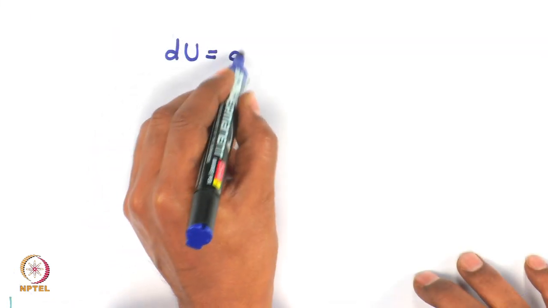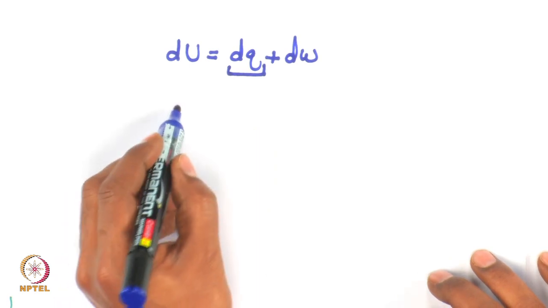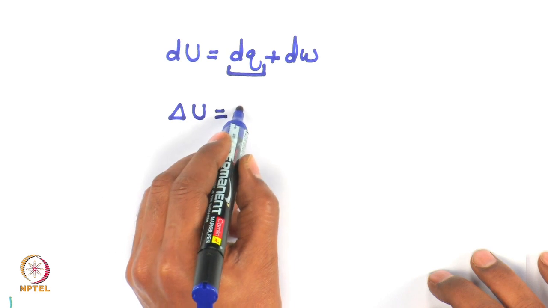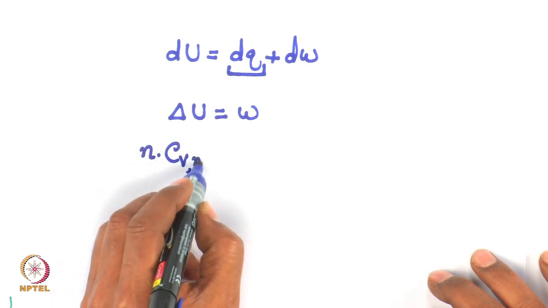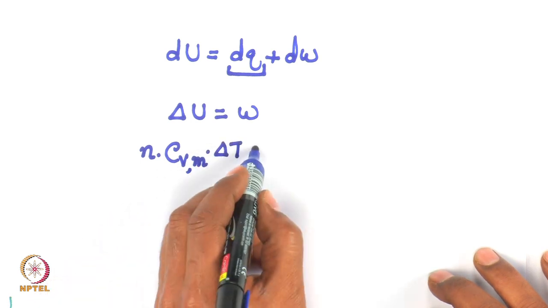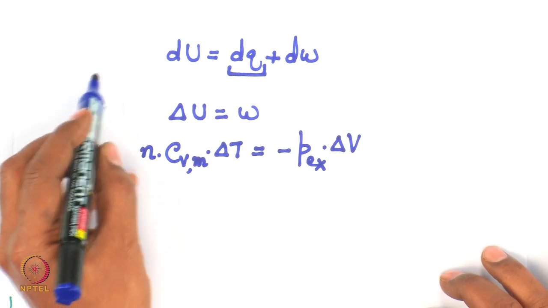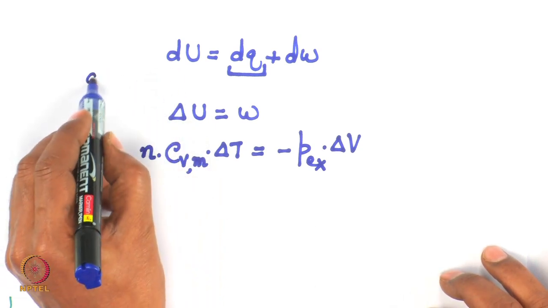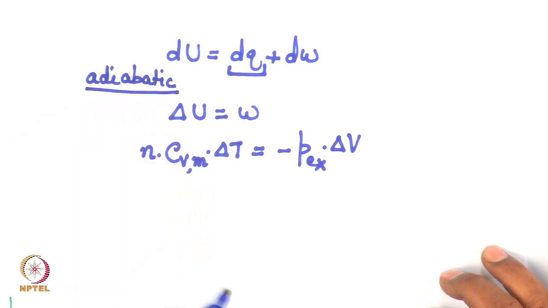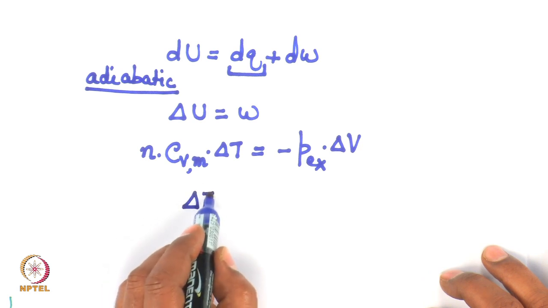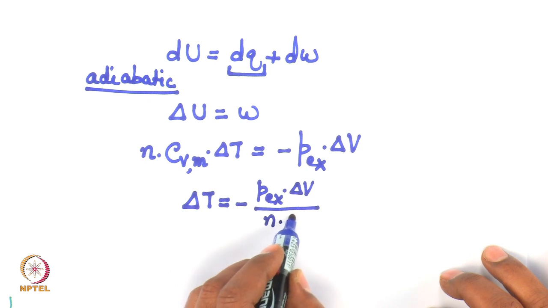dU is equal to dq plus dw. Since the process is adiabatic, dq is equal to 0, and for a finite change I can write delta U is equal to w. For delta U I can write n times CVm times delta T, as we just discussed, and w is minus P external times delta V. From this step to this step, what we assumed is that the process is adiabatic. From this expression, I get delta T is equal to minus P external times delta V divided by n times CVm.